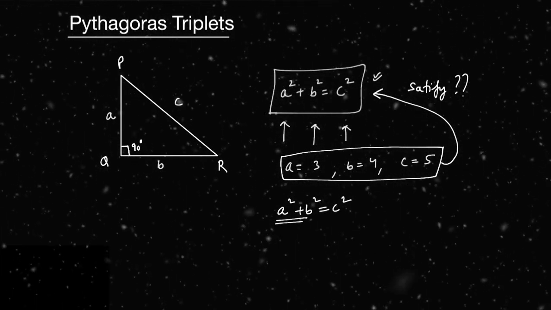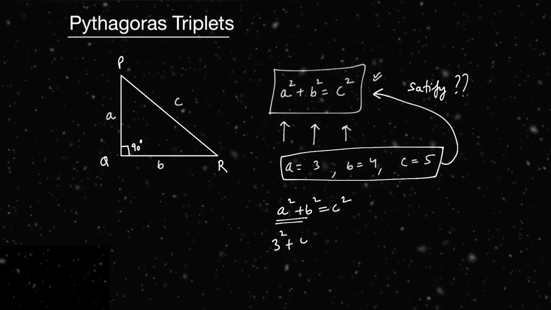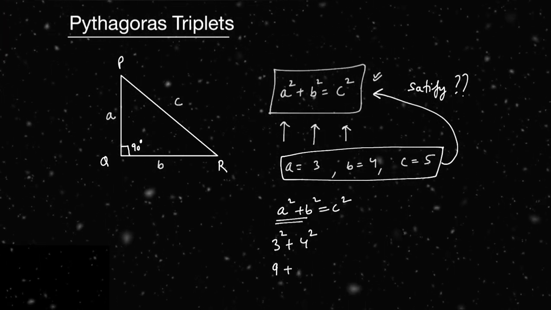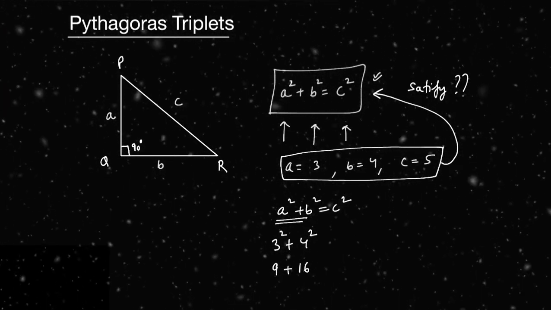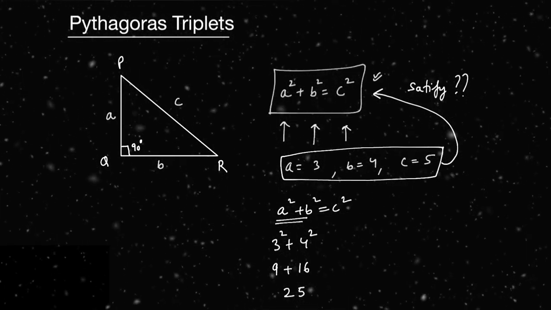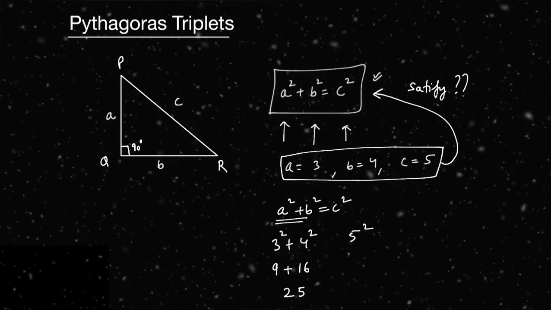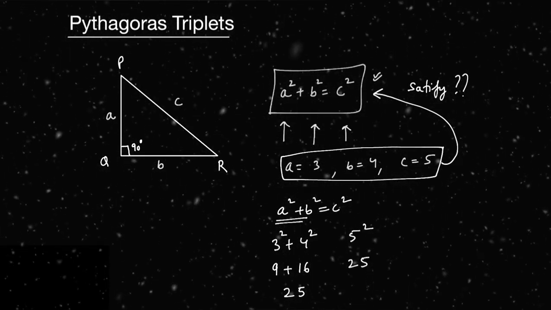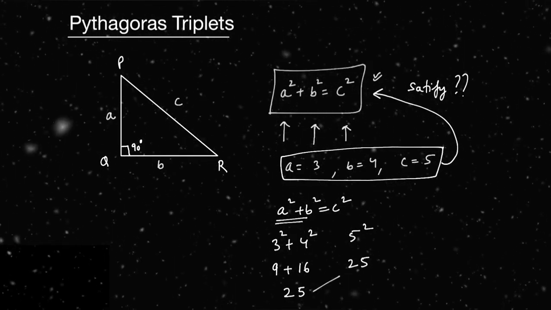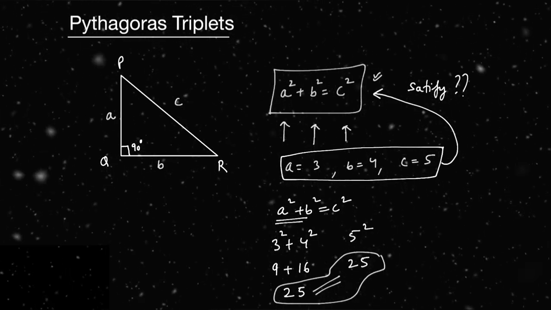Now putting A equals 3, it will be 3 square plus B square, that is 4 square, which is equal to 9 plus 16, and 9 plus 16 is 25. Now solving the right hand side, that is your C square. C is 5, 5 square, and as we know 5 square is 25. So here you can see that the left hand side is equal to the right hand side.